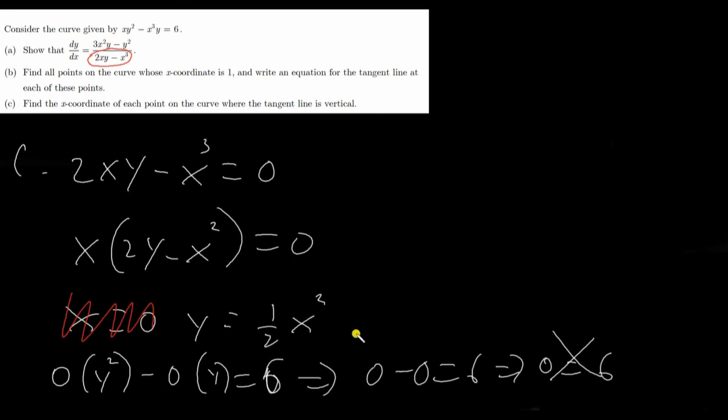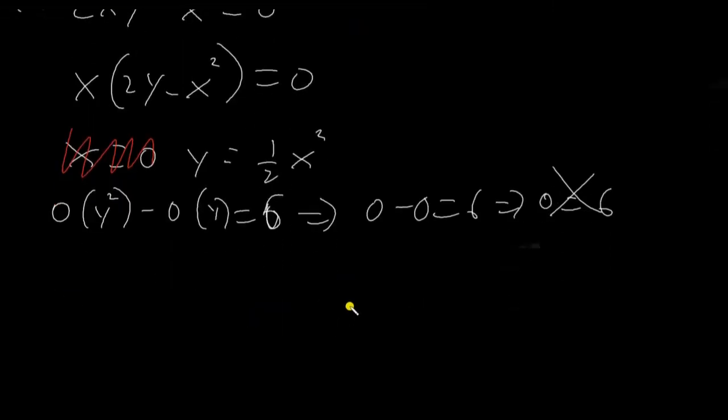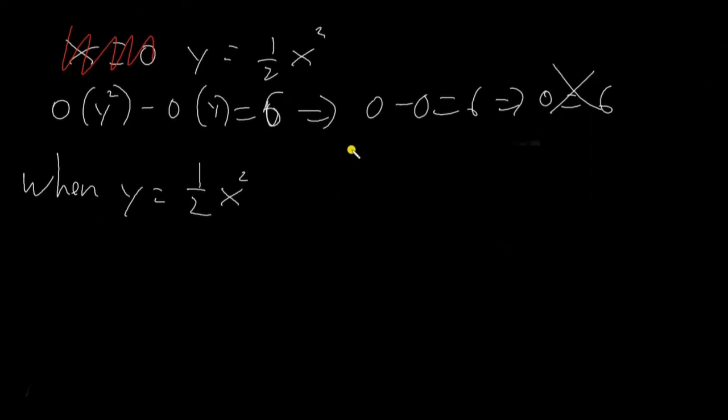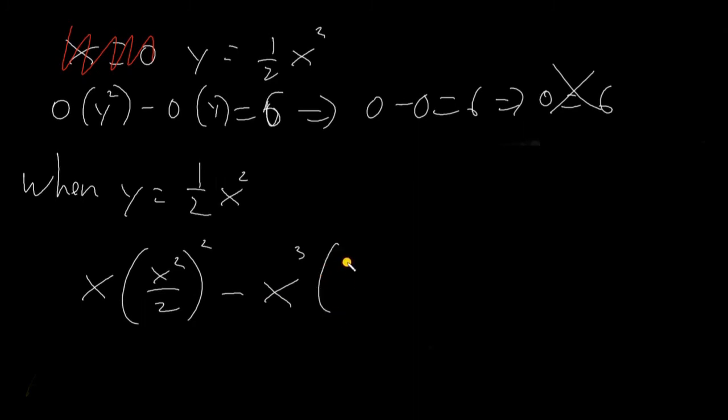Okay, now we're left with y is equal to 1/2 x squared. So when y is 1/2 x squared, we can plug that back into our curve again, so that we'll only have everything in terms of x's, right? So that's going to be x times (x squared over 2) squared, since this is our y, so y squared, minus x cubed times y, so x cubed times x squared over 2, and this is equaling 6.